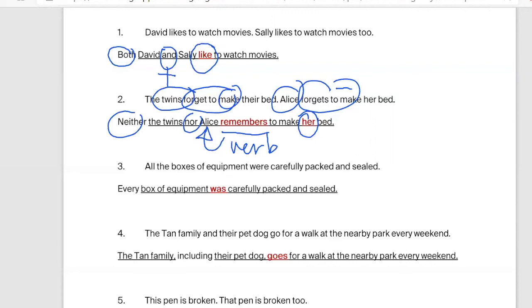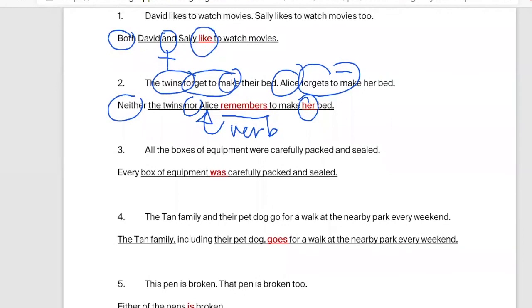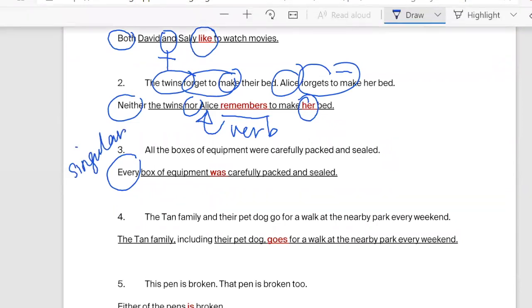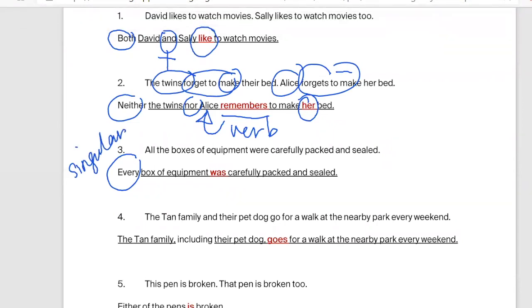Okay, moving on to number 3. All the boxes of equipment were carefully packed and sealed. Now they use every. So we know every becomes singular, right? I'm going to put it here for you. Therefore, every box of equipment was carefully packed and sealed. As opposed to all the boxes becomes plural, that's why it's were. This time around we change it to every, which is singular, so the word becomes a was.